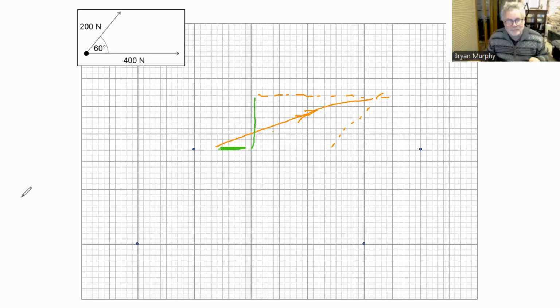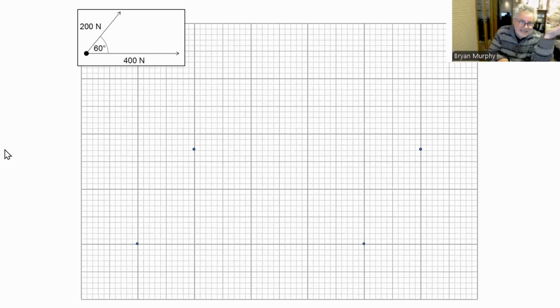There is a blank sheet of graph paper and you are expected to draw a scale drawing. Now, there's a little diagram at the top. I cheated. The dots aren't on the graph paper, by the way. I did that so I don't make a fool of myself. So I'm going to draw the 400 newtons. There it is, at a scale of one big square is 100 newtons. So there's my scale, 2 centimeters is 100 newtons, 1 centimeter is 50 newtons.